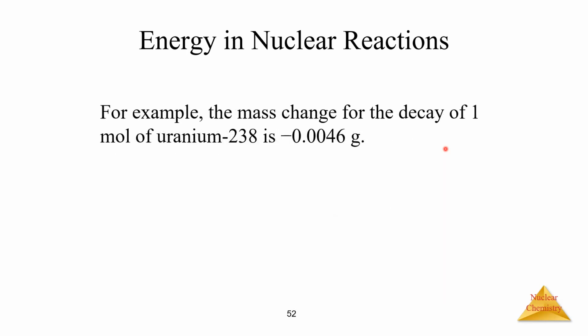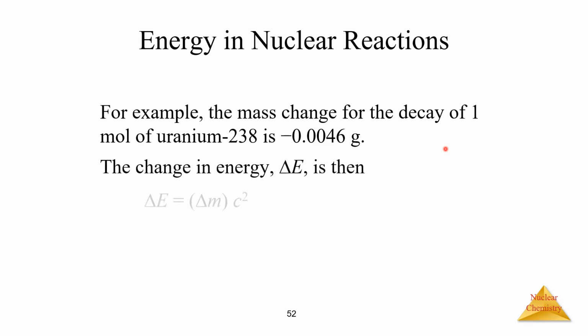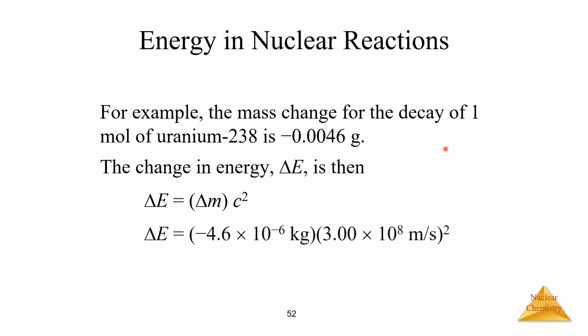If we look at the example of uranium-238, if we have 1 mole of uranium-238, 238 grams of it, and allow it to decay, the mass lost through that process is 0.0046 grams, a very, very small amount. But if we think about that equation, delta E is equal to the change in mass times the speed of light squared. Since we want our answer for energy in joules, we need the mass in kilograms. That's why we've got negative 4.6 times 10 to the negative 6 kilograms here, rather than just 0.0046 grams. The unit for joule is kilogram meter squared per second squared.